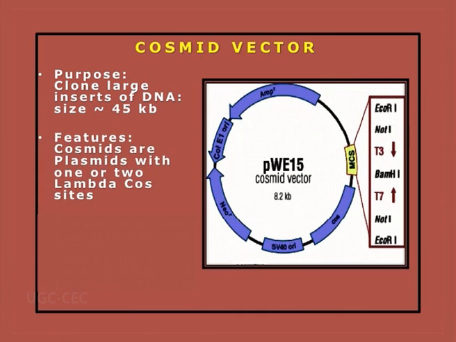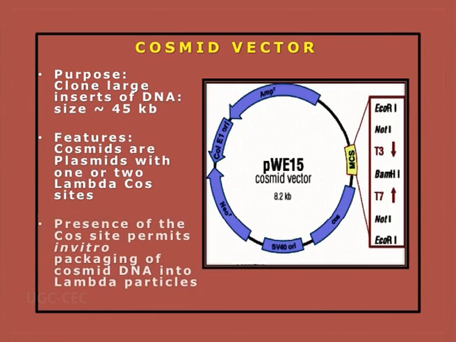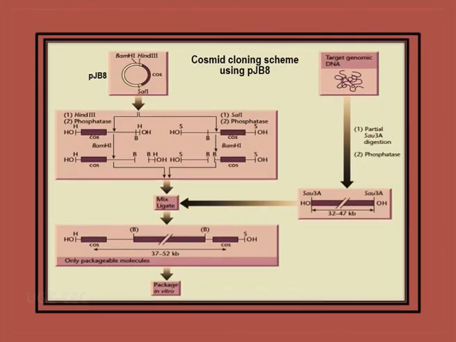A cosmid is basically a plasmid containing two cos sites of the lambda vector. In between these cos sites, we have introduced a plasmid with a multiple cloning site, and inside that multiple cloning site, we can clone almost 45 kb of DNA. And this entire package called a cosmid is packaged in vitro using lambda packaging extracts, and it infects the host cell by means of infection. And once it gets inside the host cell, it behaves like a plasmid.